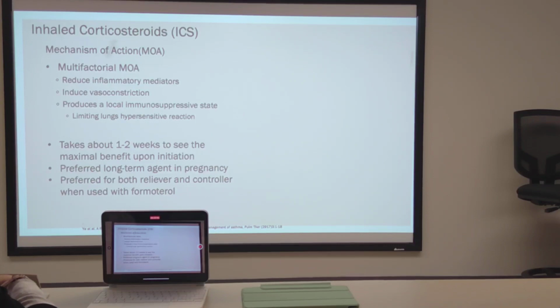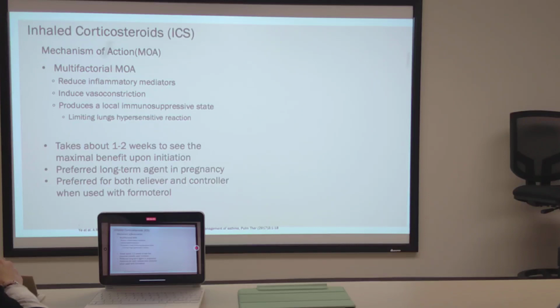One thing to note about these inhaled corticosteroids is that it usually takes about a week or two to see the maximal benefit. So a lot of times, some patients, they start on these steroids and they're like, I'm not getting any relief. So it's important to kind of know this, so that way you can counsel them accordingly in terms of it may take a week or two in order for you to actually start seeing the effect. This is a preferred long-term agent in pregnancy. I think it's mainly the budesonide inhaled corticosteroids that they typically use in that patient population.